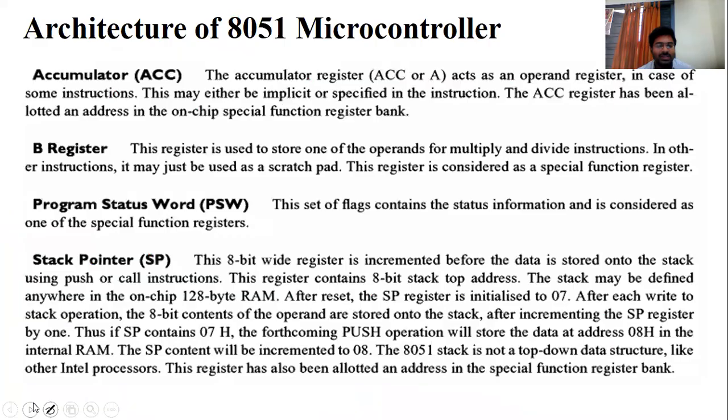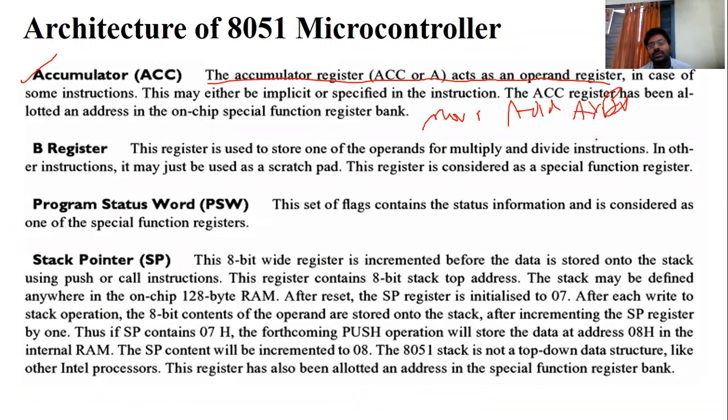Now see each and every thing, what is available in it. What is the accumulator? You know the accumulator. The accumulator is one of the operands. For suppose I write move or add, for example, ADD AX comma BX.